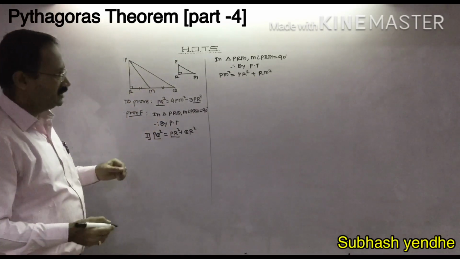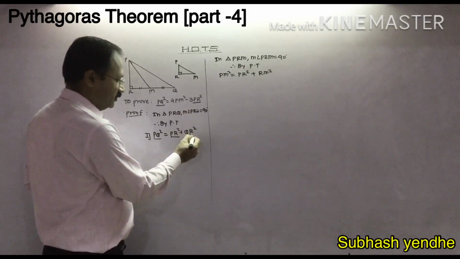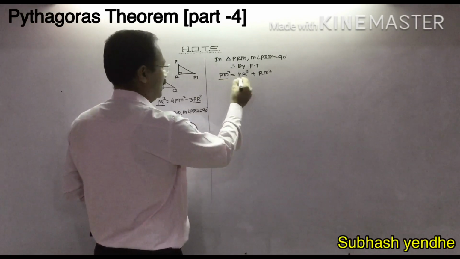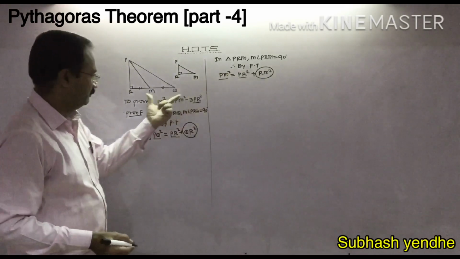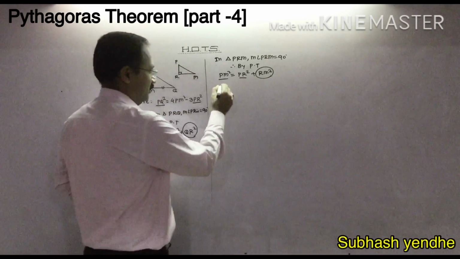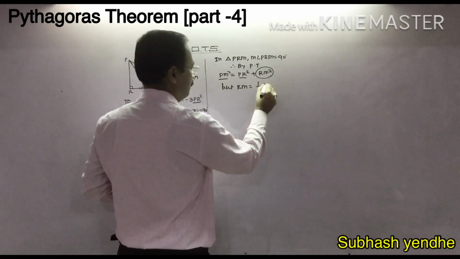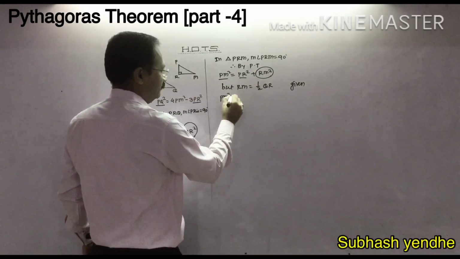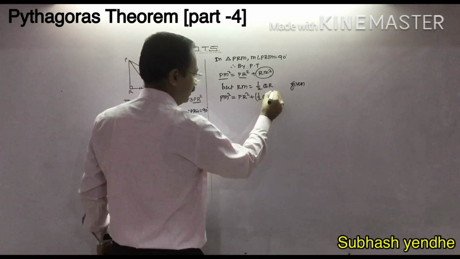Now observe these two equations. What I need is PQ, I need PR. I don't need this QR. Here I need PM, I need PR, I don't need RM. So how can I cancel this RM? It's very simple. This is the midpoint, therefore RM is half of QR. So instead of RM, RM equals half QR because it is given. So substitute the value.